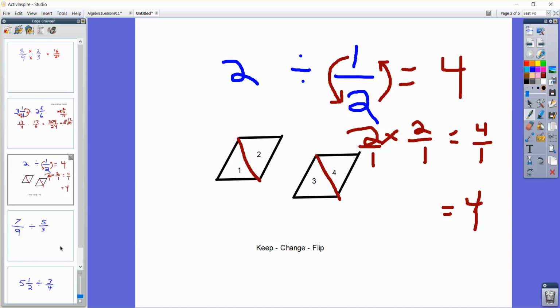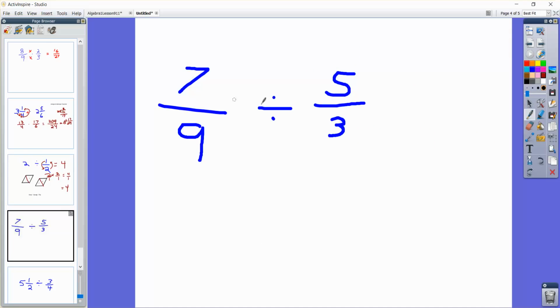So let me show you an example of that. So we've got 7/9 divided by 5/3. Of course, I have an improper fraction in here, so we understand that we're going to get something that's lower.